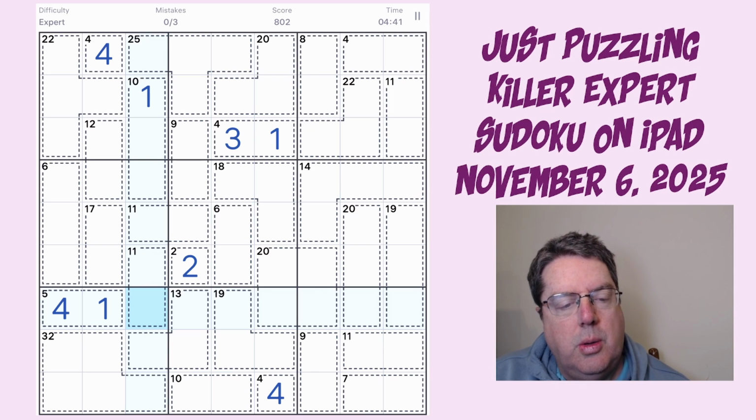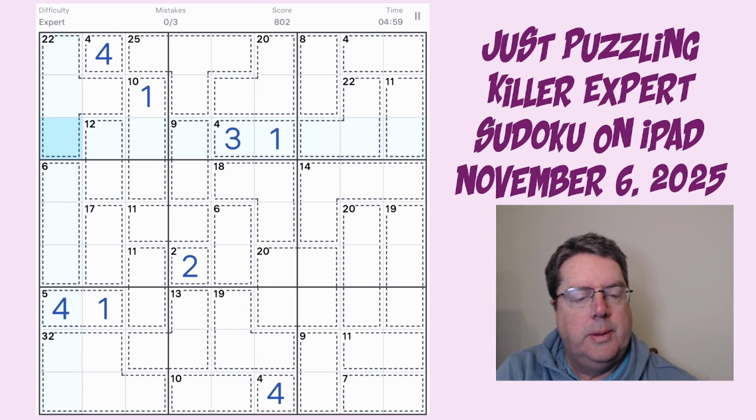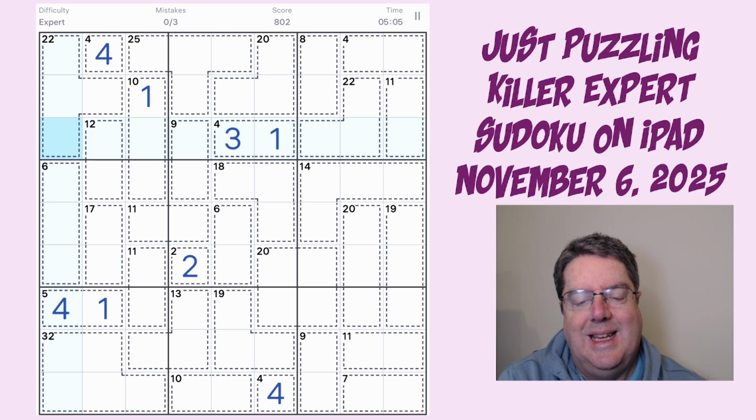17. So 1, 2, 3, 4, 5, 6. So 6 is there. So it means 6 can't be there, so 6 is one of these 4. 2, 3, 2, 3, 2, 6. I know a lot of little things, but not enough to get me over the line.